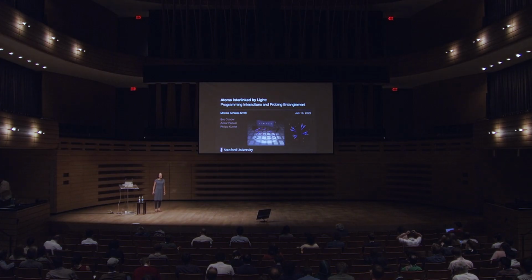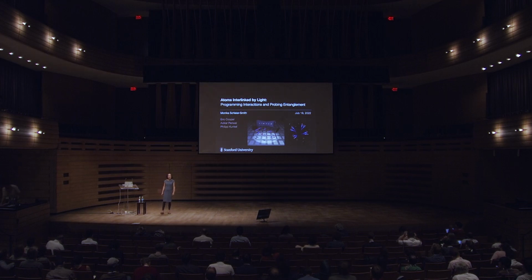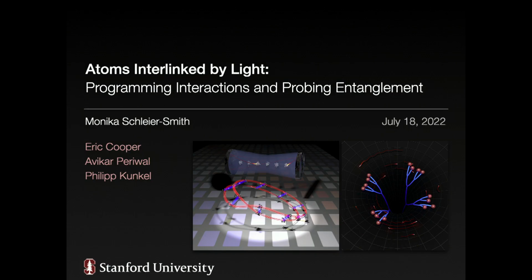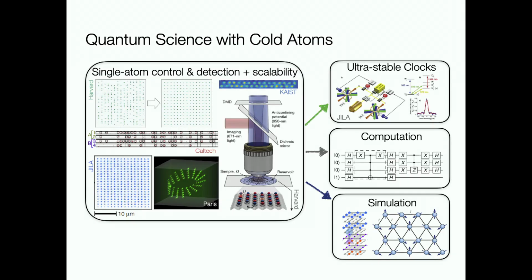Thank you so much. The title of my talk today is Atoms Interlinked by Light: Programming Interactions and Probing Entanglement. To motivate the role of the light, I would start with a quick reminder of what many of us in this crowd love about cold atoms as a toolbox for quantum science. These are systems where we have extraordinary control down to the single particle level, detection capability, scalability, and those ingredients are opening a range of applications from extraordinarily precise measurements, such as clocks, to many-body simulation, to ultimately perhaps quantum computation.